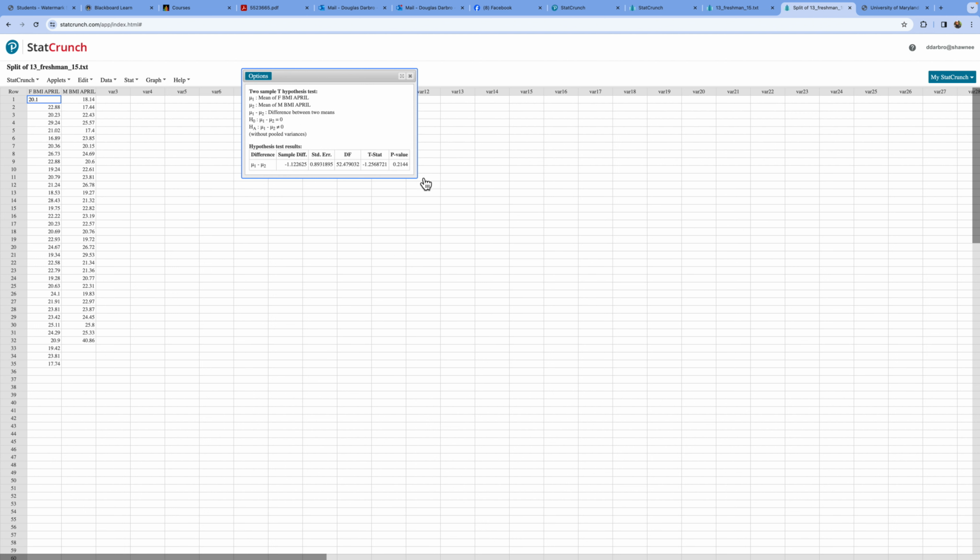Now when I get this, let's talk about what each of these components actually means. First of all, again, we're testing mu1 minus mu2. The sample mean difference is negative 1.12, standard error 0.89. The degrees of freedom are 52.48. Our test statistic is negative 1.26, and our p-value is greater than 0.05. So we would fail to reject the null and conclude that there's no difference in the population means.